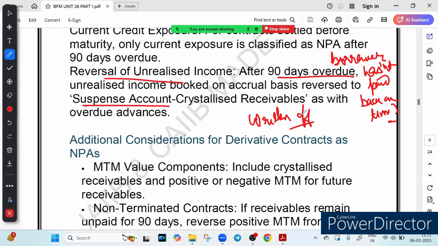So what I am saying is that if the borrower has not paid back on time, after 90 days of overdue payment, any income that was recorded on paper will be moved to the suspense account. Understood?